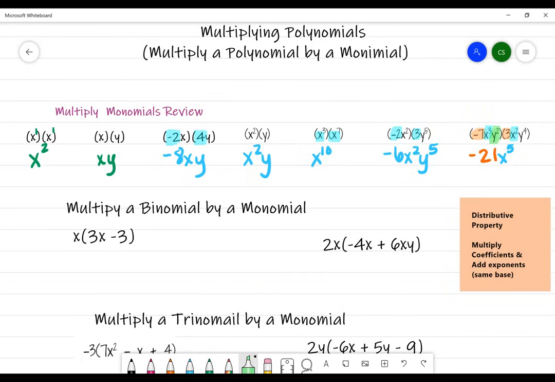Then I have y squared and y to the 4th. That means they have the same base. They have a base of y, and I have 2 y's here and 4 y's here. I can combine all the y's that I have, and I get y to the 6.